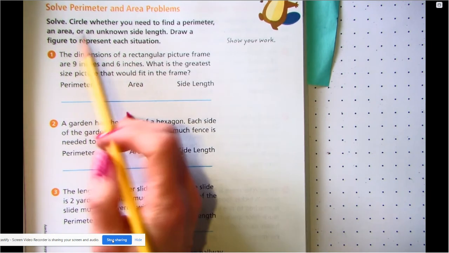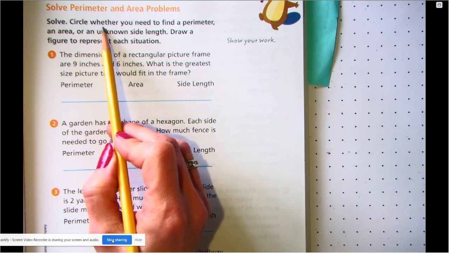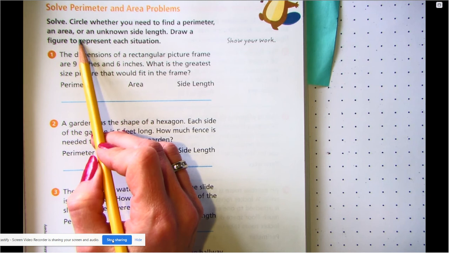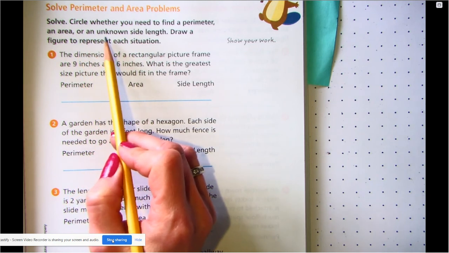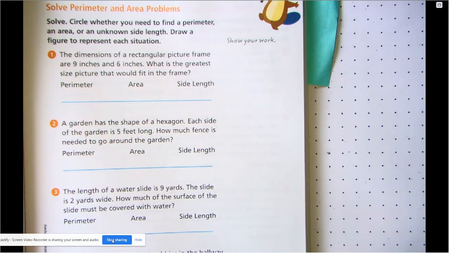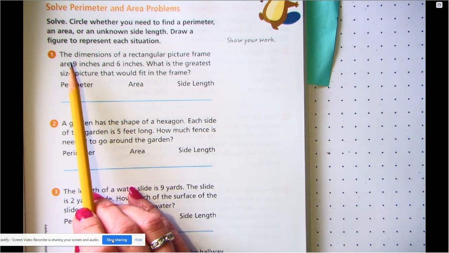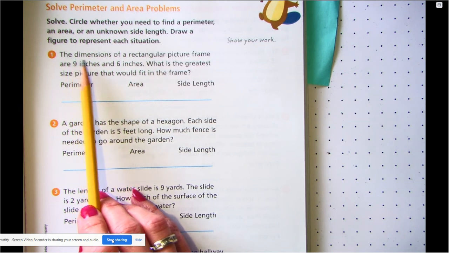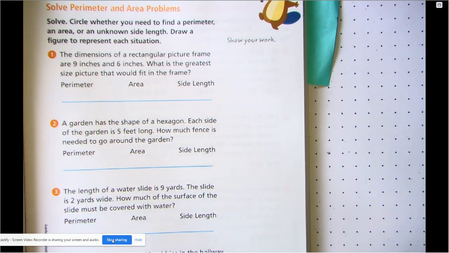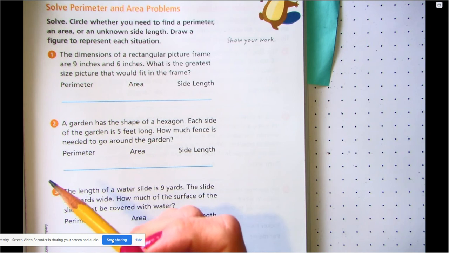Okay? So the directions ask us to circle whether you need to find a perimeter, an area, or an unknown side length, and then draw a figure to represent each situation. So we've got a few things to do here. Let's take our time and think our way through this. It says the dimensions of a rectangular picture frame are 9 inches and 6 inches. What is the greatest size picture that would fit in the frame?